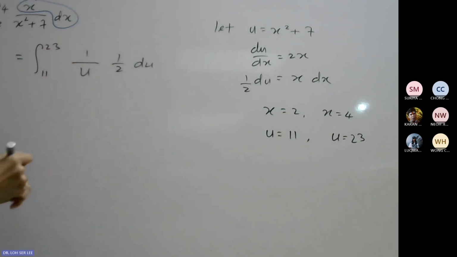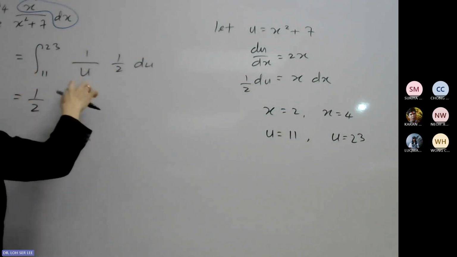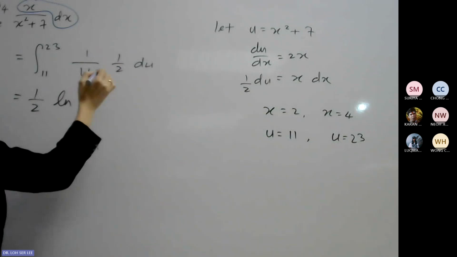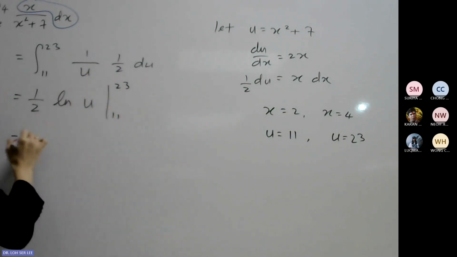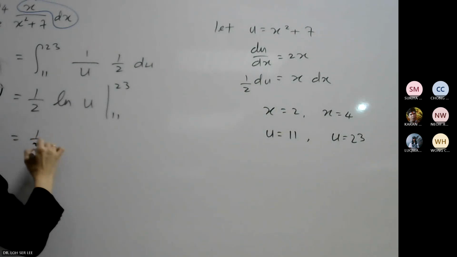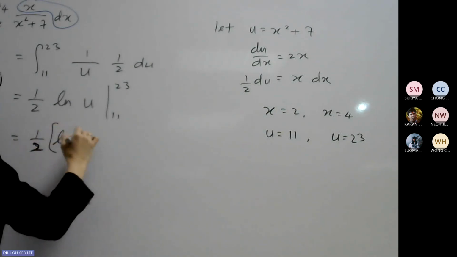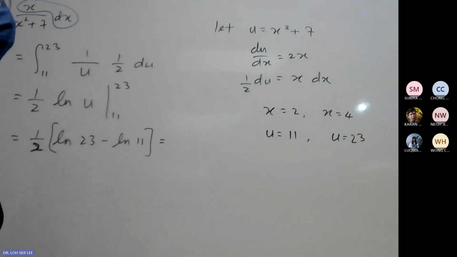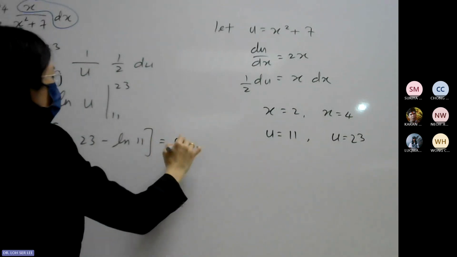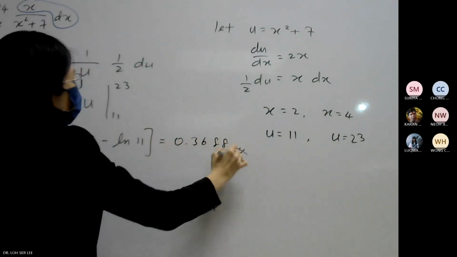Okay, then we factorize the constant. You integrate 1 over u, you get ln u, from 11 to 23. That means ln 23 minus ln 11. Then you get 0.36.